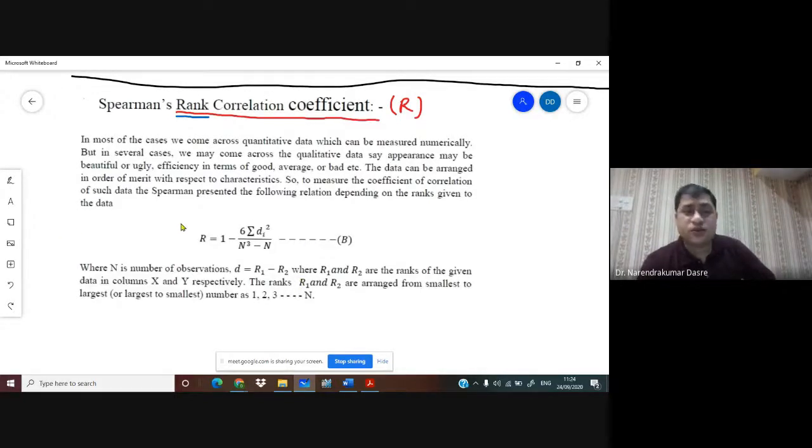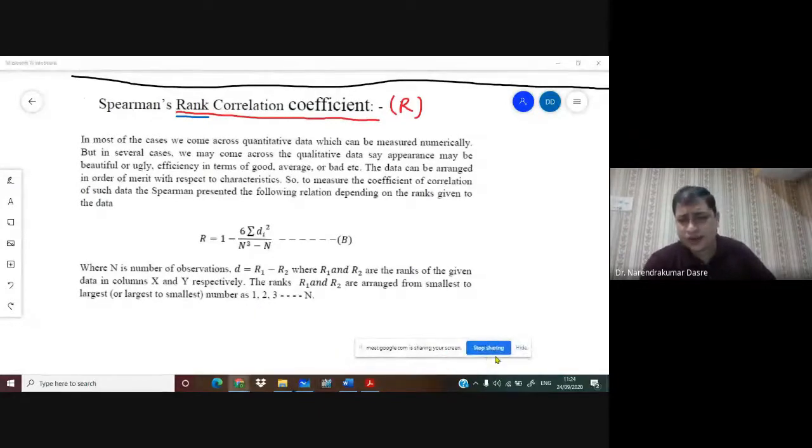Now the question is, how do we give the ranks? There are two ways to give the rank: one is ascending and the other is descending. Why do these two ranks stand? That's also the question, or how will both be valid.